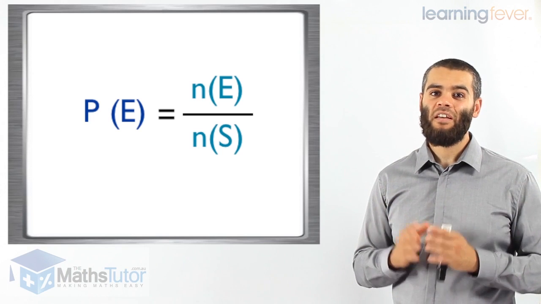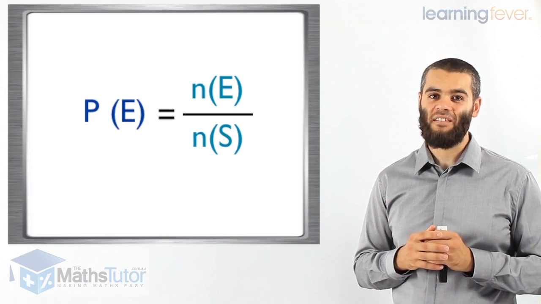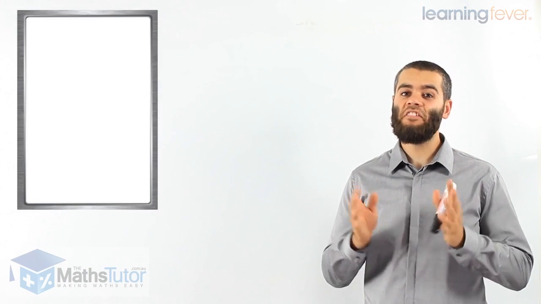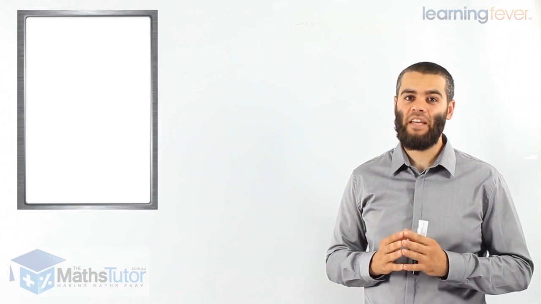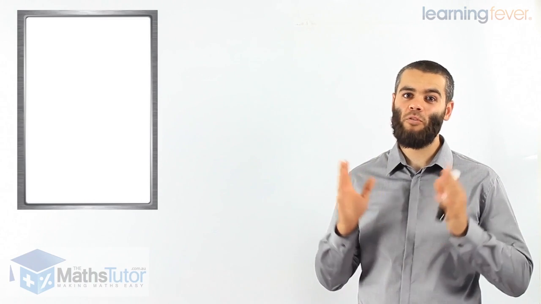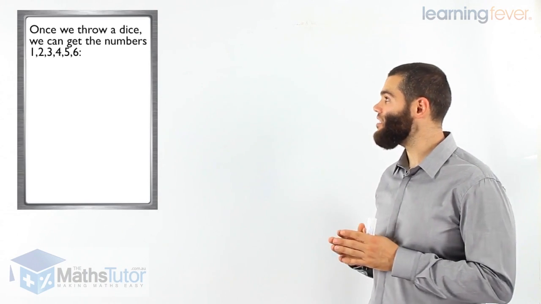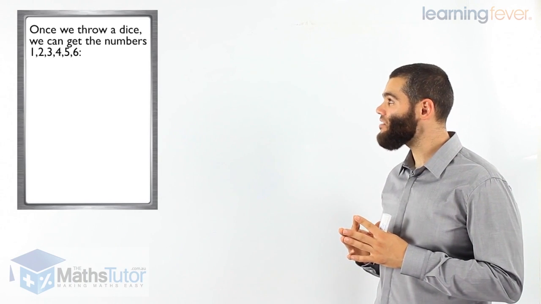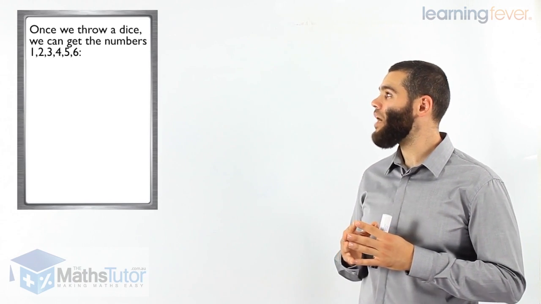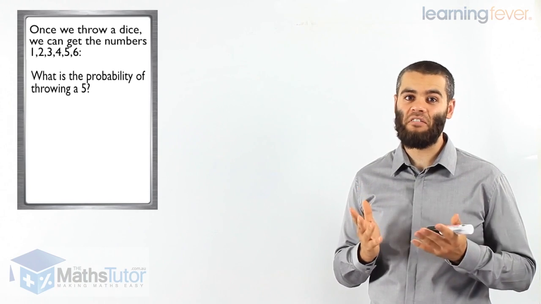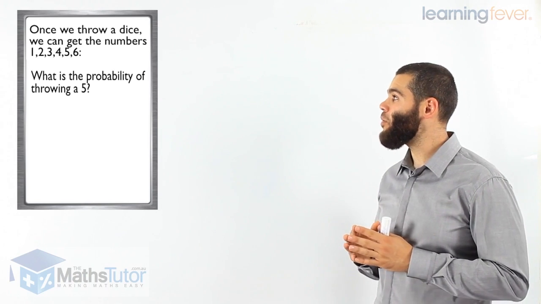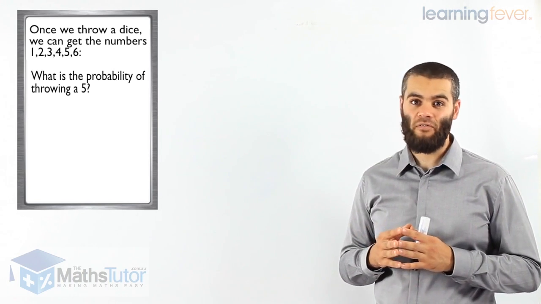You understand it and you'll notice it is very easy. Okay, example time. It's going to be easy now. Once we go through the examples, it will become very straightforward. So the first example says, once we throw a dice, we can get the numbers 1, 2, 3, 4, 5 and 6. What is the probability of throwing a 5?